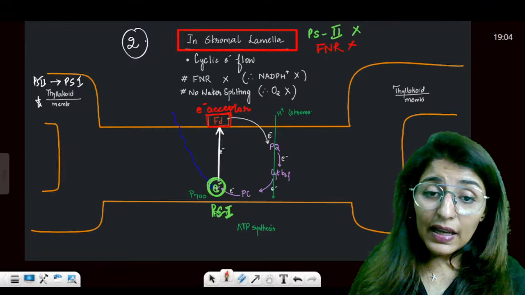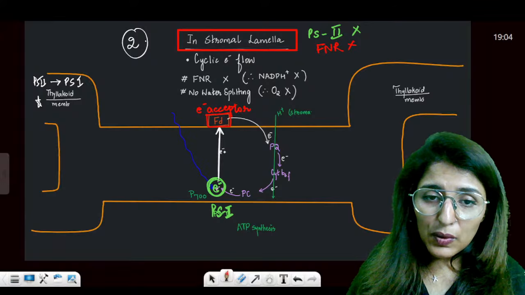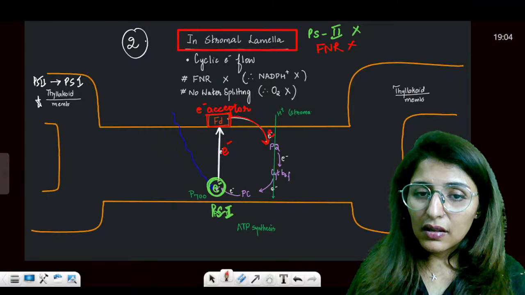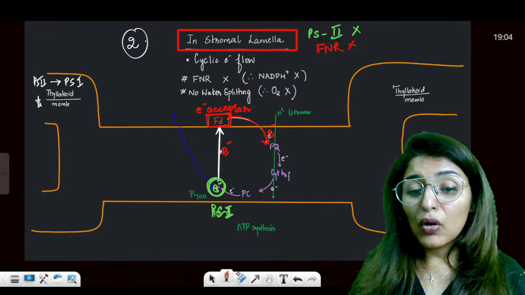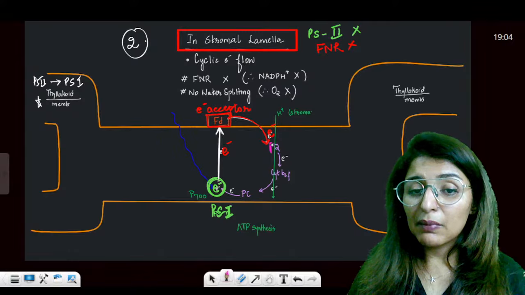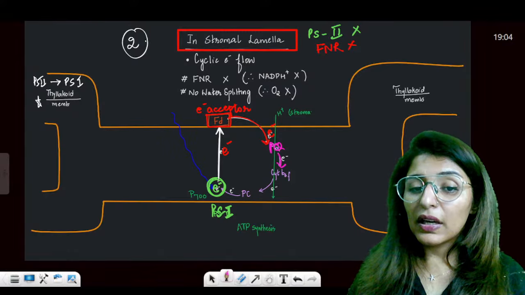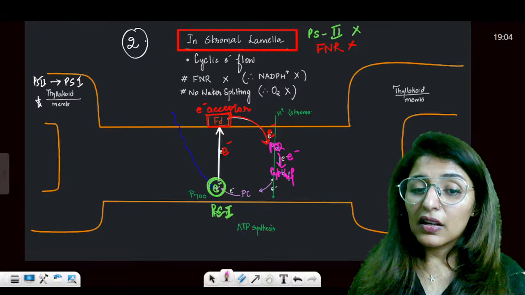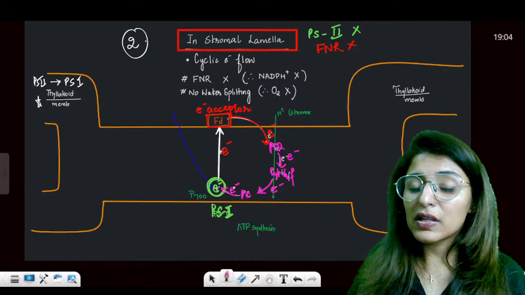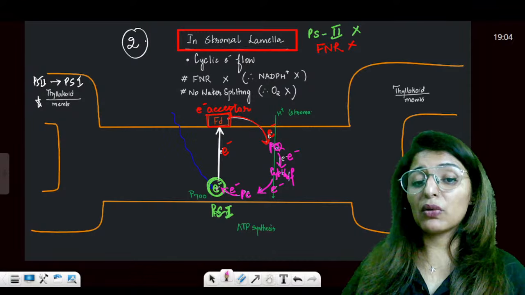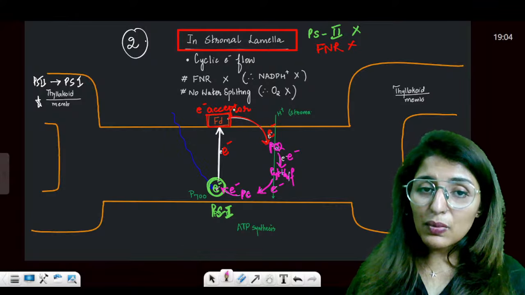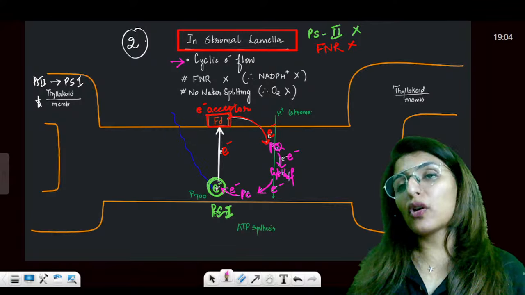So what happens? The electrons which jump to ferredoxin will come back to the molecules present in the membrane, PQ, and from PQ again to cytochrome b6f. So the same electron will be coming back indirectly to the chlorophyll which once got excited and jumped out of it. The same electron will jump back. It will again come back. So that is why we call this cyclic electron flow.